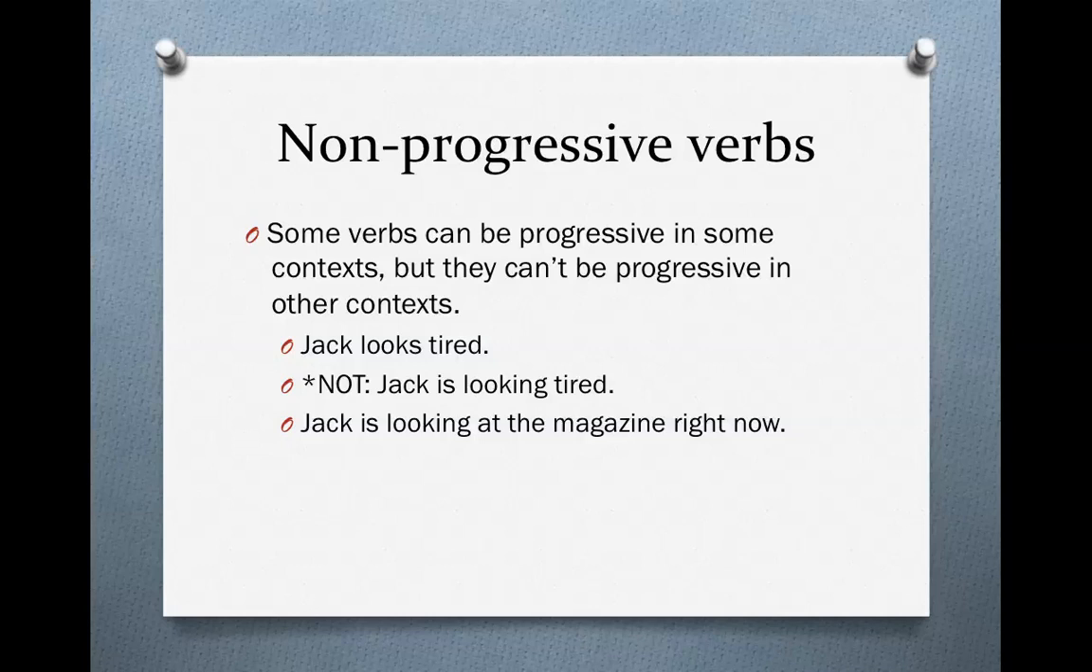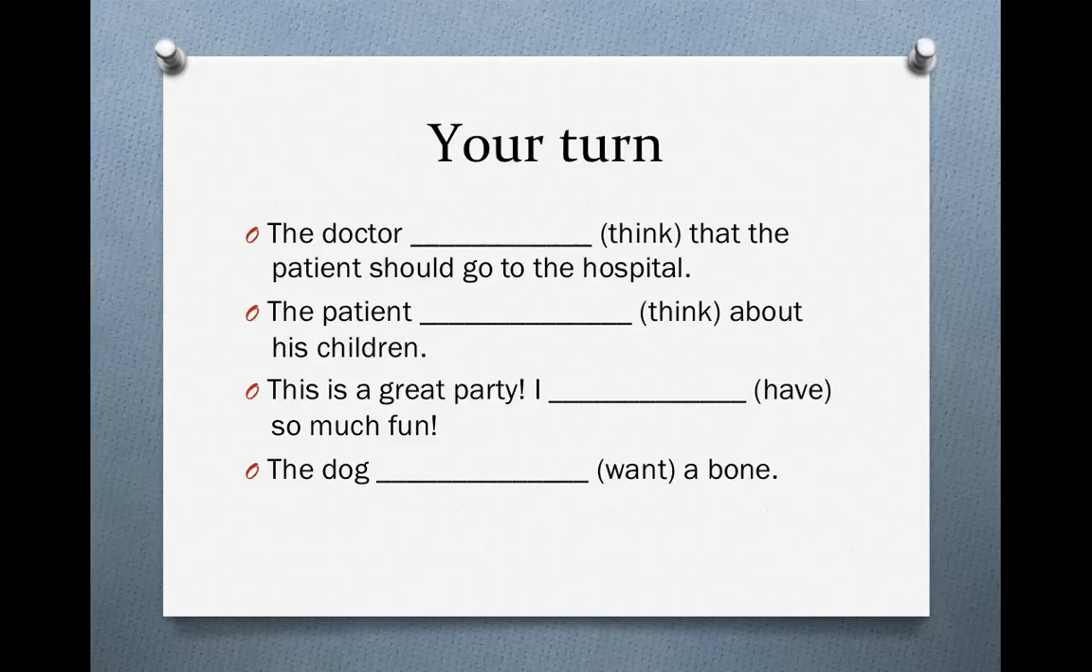On the other hand, Jack is looking at the magazine right now. That is something that he's doing. I'm not describing Jack, I'm telling you what he's doing. And since I'm telling you an action that he is doing, I can use ing. Now it's your turn. Read the following sentences and decide if you should use the simple present or the present progressive.